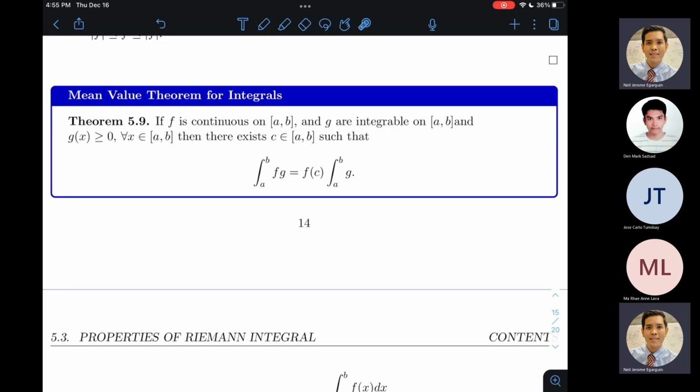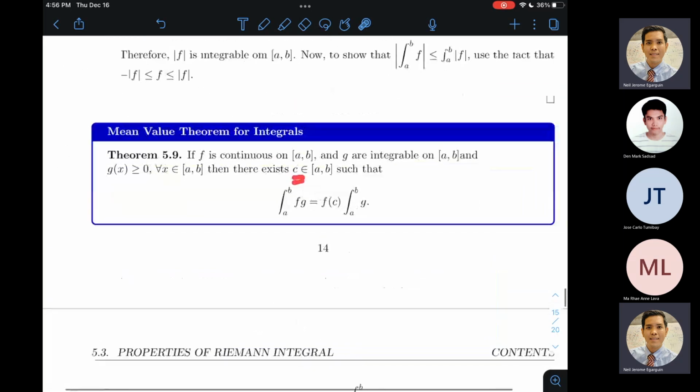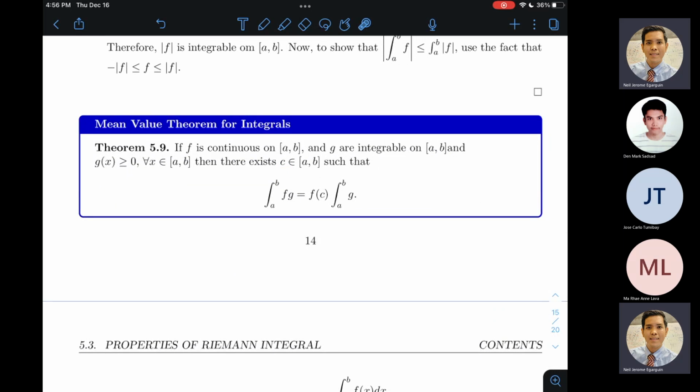Pag nasatisfy yung mga premises na yon, ang sinasabi sa atin ng MVT para sa integrals, yung integral ni f times g over the interval AB ay equal sa f of c times the integral of g over the interval AB for some c in a closed interval A comma B. So ibig sabihin may mahanap tayong element ng closed interval AB such that yung integral ng product ay equal sa function value nung f under that specific number c, which unfortunately the MVT doesn't tell us exactly sino si c.